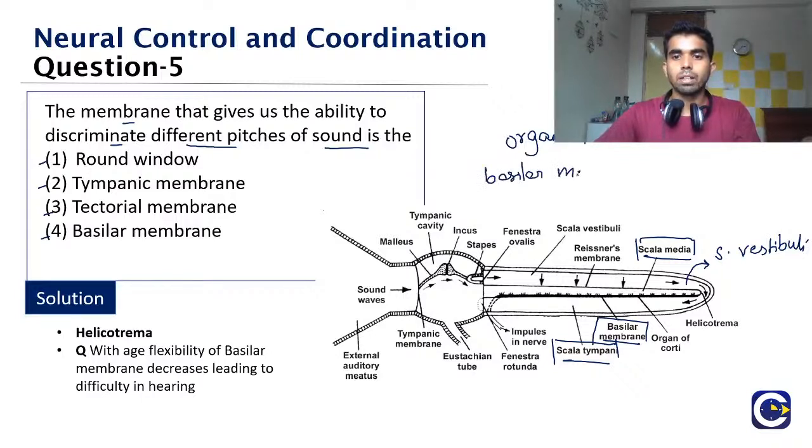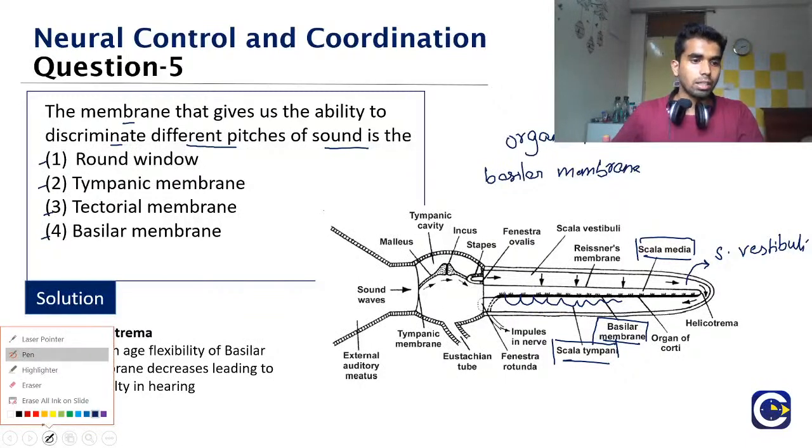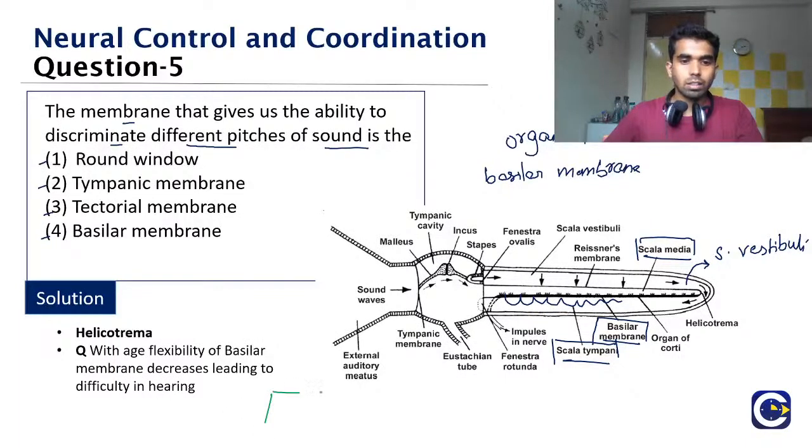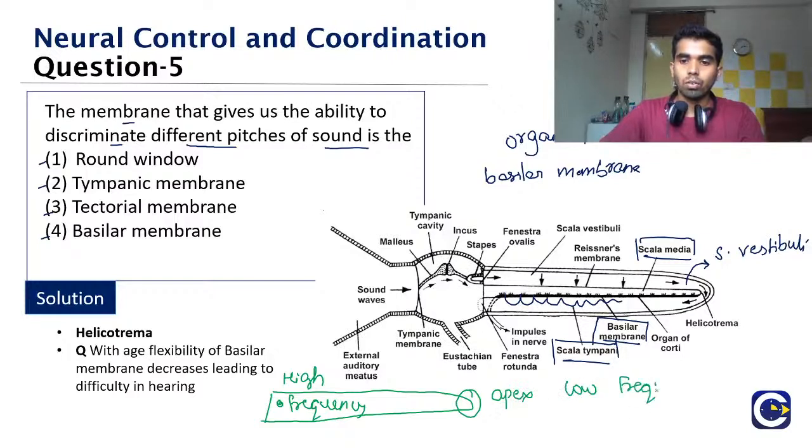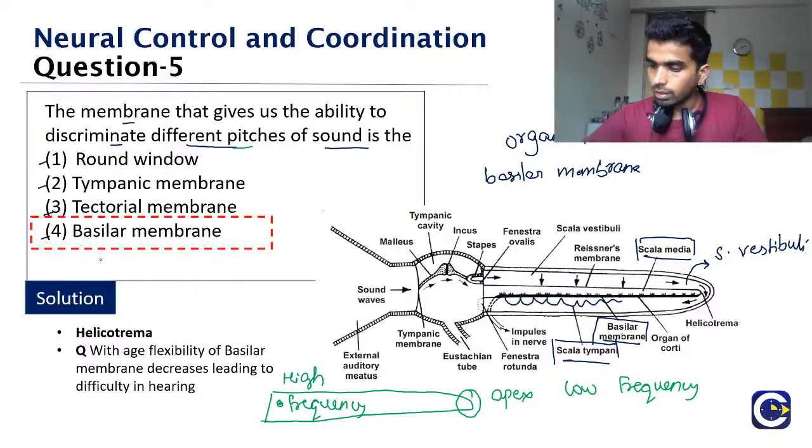This basilar membrane that you can see here is like a piano. This is how it looks. The initial part here senses high frequency, and at the apex it senses the low frequency, and that is why it is important for discriminating the various pitches, because the pitch is related to frequency. Hence the correct answer would be option D. Yes, Jivita, it is option D.